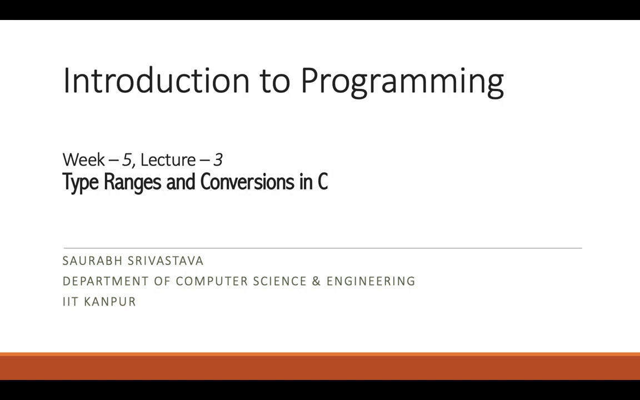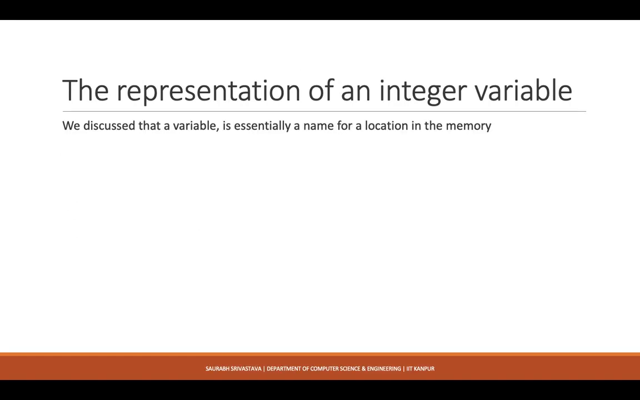We have already seen a lot of it during our discussions, but this is just going to be a very formal, short introduction to all those things. We have not really discussed this in great detail. But you already know that whenever we declare a variable, this is essentially a name for a location in the memory, right? And this location can store some value.